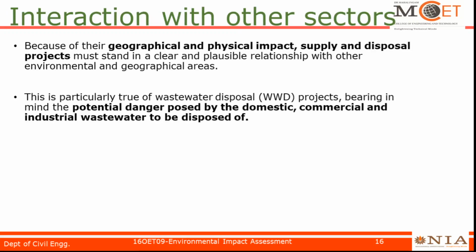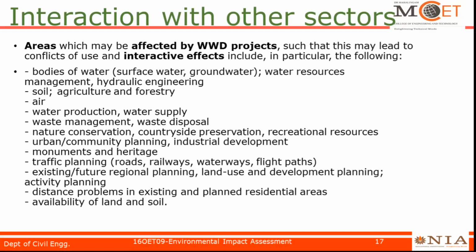Because of their geographical and physical impact, supplies and disposal projects must stand in clear and plausible relationship with other environmental and geographical areas. This is particularly true for wastewater disposal projects, bearing in mind the potential danger posed by the domestic, commercial, and industrial wastewater to be disposed of. Areas which are affected by the wastewater treatment or wastewater discharge projects, such that this may lead to conflict of use and interactive effects include in particular the following: bodies of water, right? Surface water, groundwater should not be affected. Water source management, hydraulic engineering, soil, agriculture, forestry, air pollution.